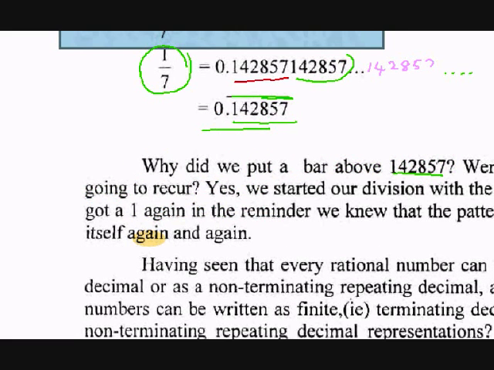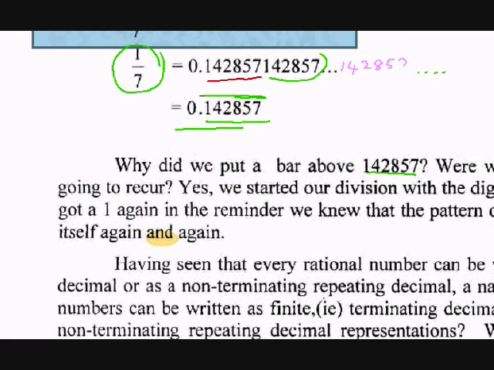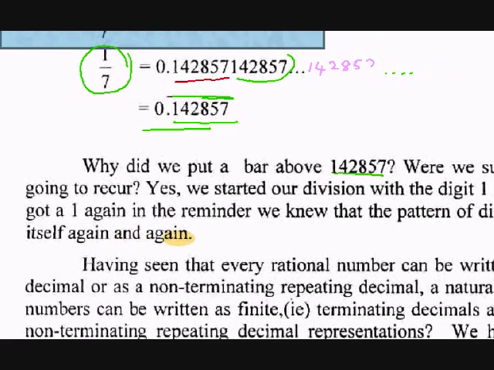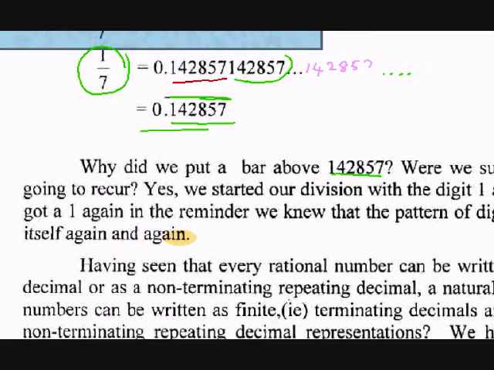Okay, it is going to recur. What is recur? Recur means reoccur. Okay, keeps coming.